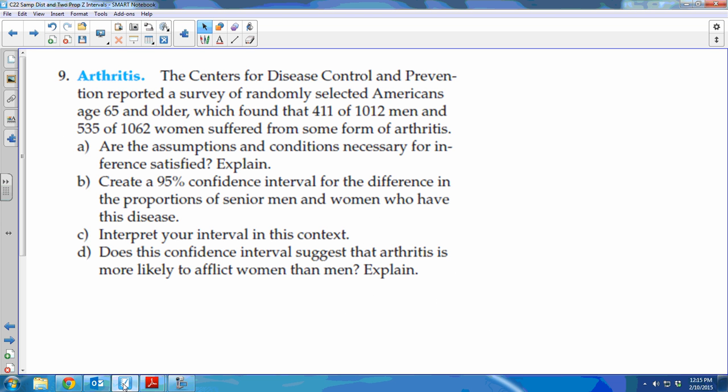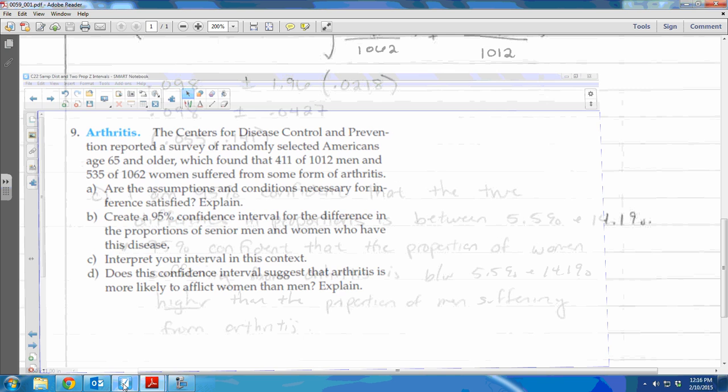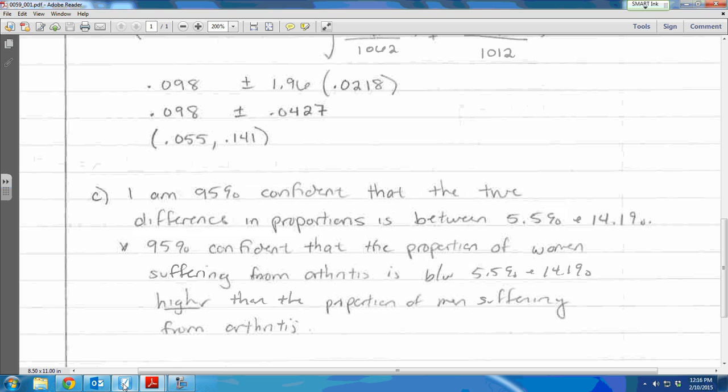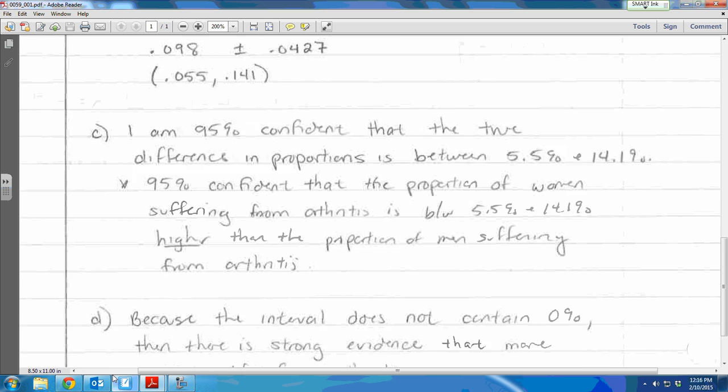Does this confidence interval suggest that arthritis is more likely to afflict women than men? Going back to that 0 idea, right? If there was no difference, we would want to see 0% as our difference. So is 0 in my interval? No. Since 0 is not in my interval, and again, we just said that it's higher for women, right? Then there is strong evidence saying that more women are diagnosed with arthritis.